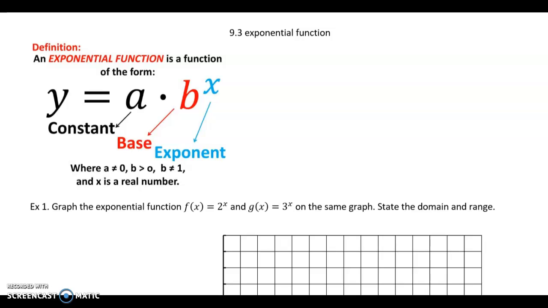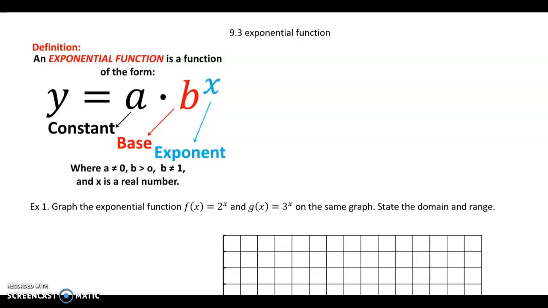So 9.3 is exponential functions. An exponential function is a function of the form y equals a times b to the x, where a is your constant, b is your base, and x is your exponent. And then we do have a couple restrictions. a cannot equal 0, b has to be greater than 0, and b also cannot be equal to 1.